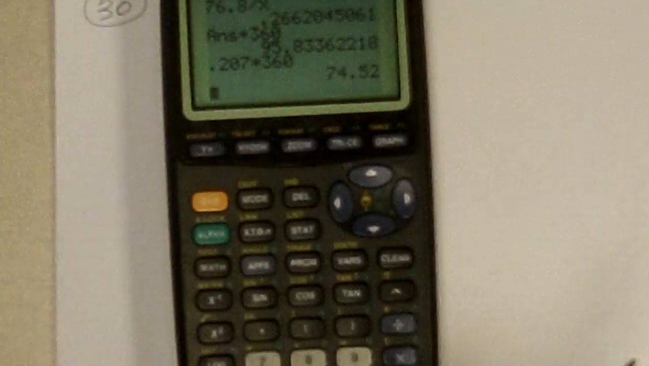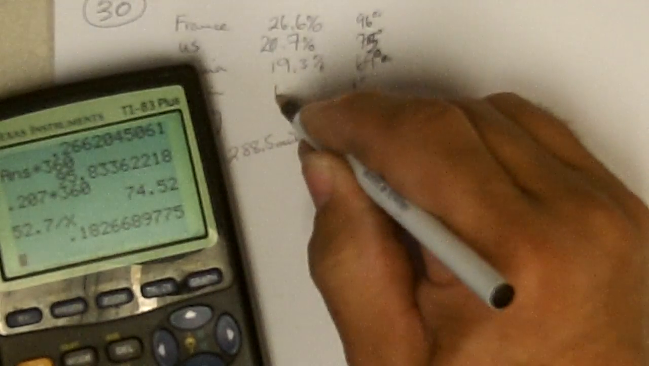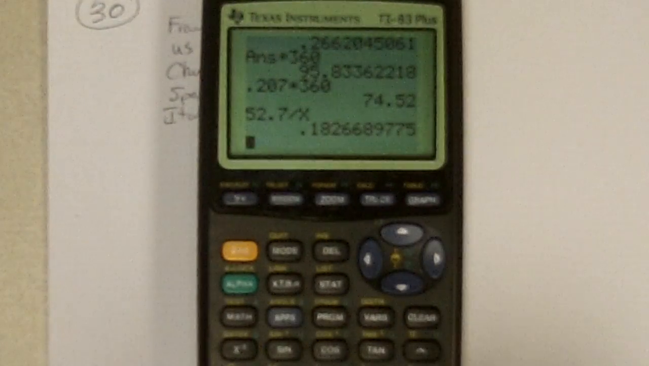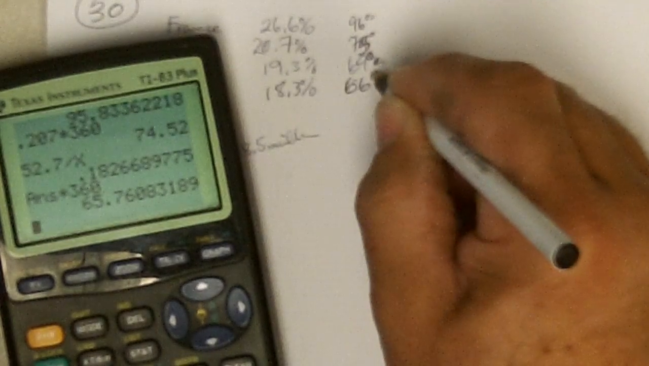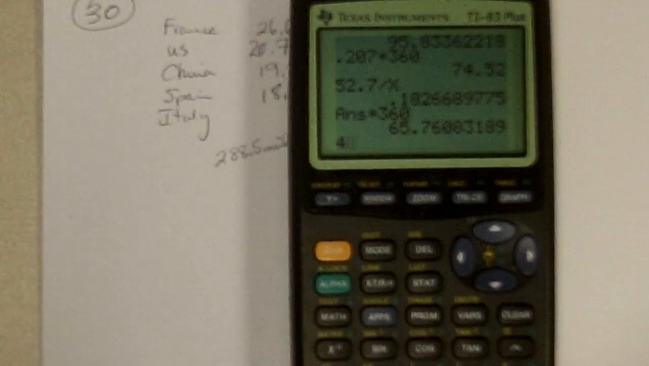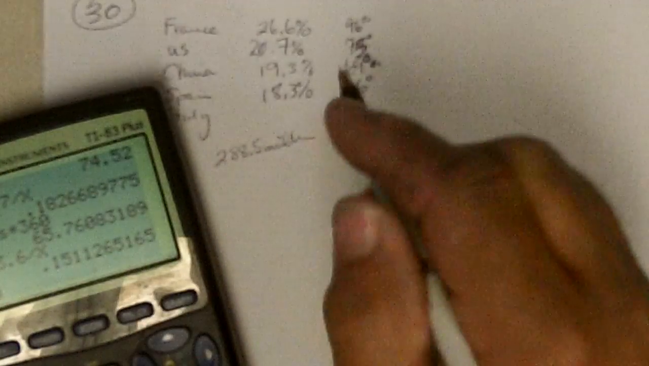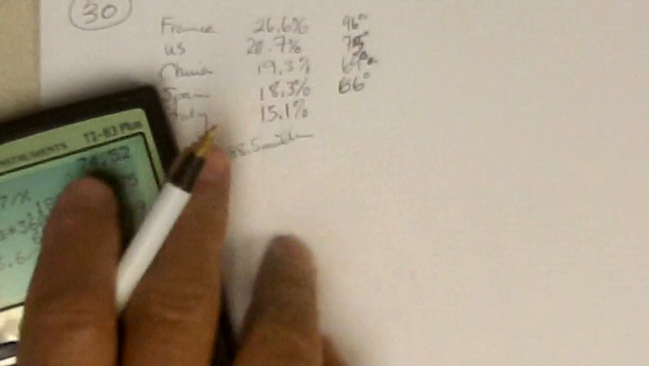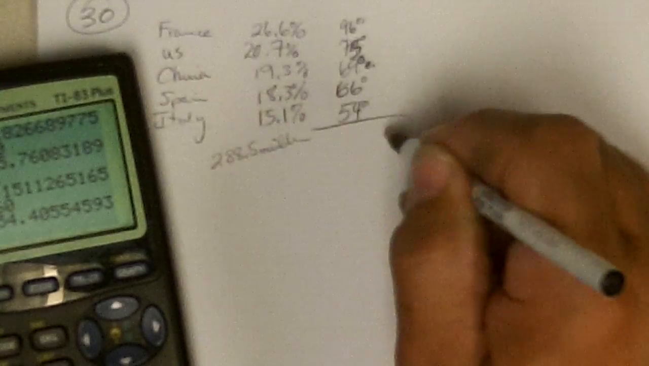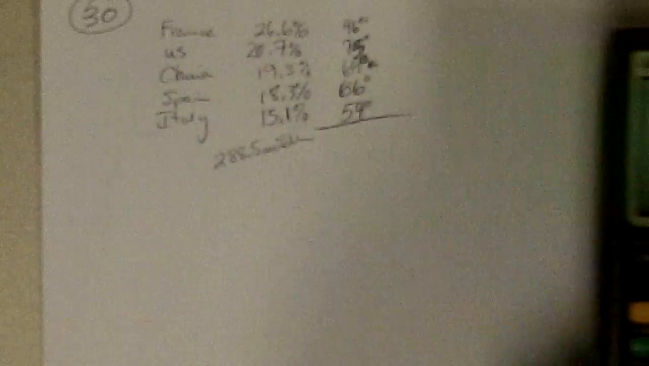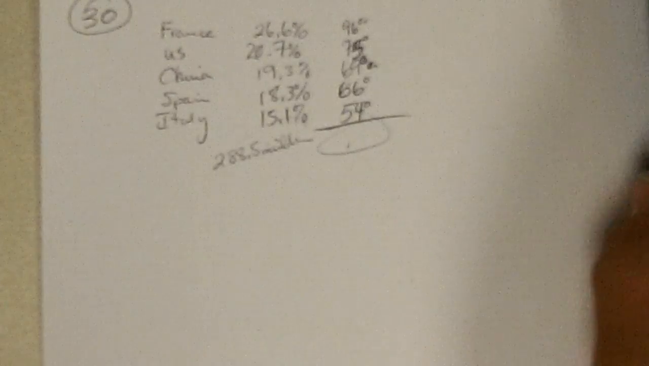Spain was 52.7 divided by X to get the percentage, 18.3. And then take that times 360 and I get 65.8, 66 degrees. And finally Italy, 43.6 divided by the total is 15.1%, times 360 and we get 54.4 degrees. Now this may be one off or so because of rounding, but it should be close to 100%, or 360 degrees. And that's how you do that.